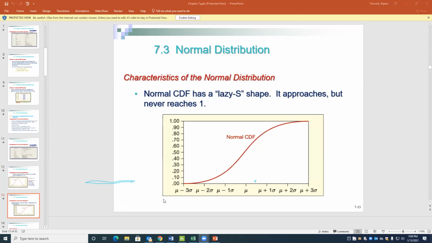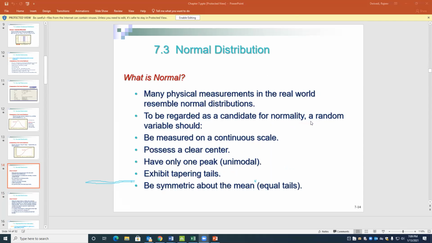CDF is like this, it starts from here and goes up to close to 1. So these are some of the things. Most important thing, to be regarded as a candidate for normality, a random variable should possess a clear center, be measured on a continuous scale, have only one peak, exhibit tapering tails, meaning they don't touch, and be symmetric about the mean. So these are the characteristics we must understand.